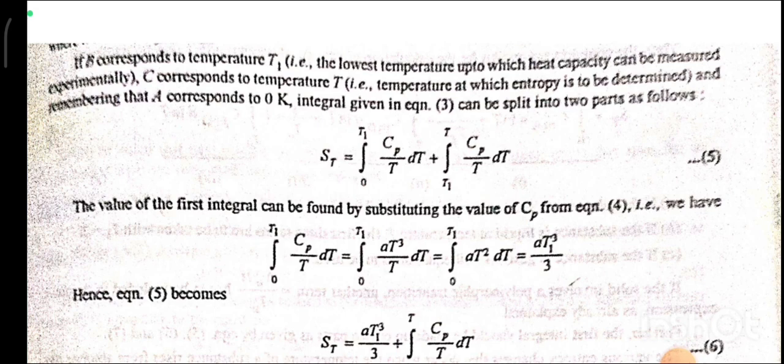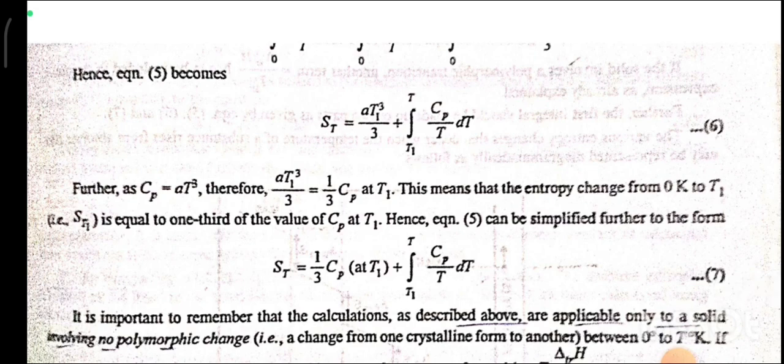St is equal to integration 0 to T1 Cp upon T dT plus integration from T1 to T Cp upon T dT. The value of the first integral can be found by substituting the value of Cp from equation number 4. We get integral 0 to T1 Cp upon T dT is equal to integral 0 to T1 AT cube upon T dT is equal to integral 0 to T1 AT square dT is equal to AT1 cube upon 3. Equation number 5 becomes St is equal to AT1 cube upon 3 plus integration from T1 to T Cp upon T dT.